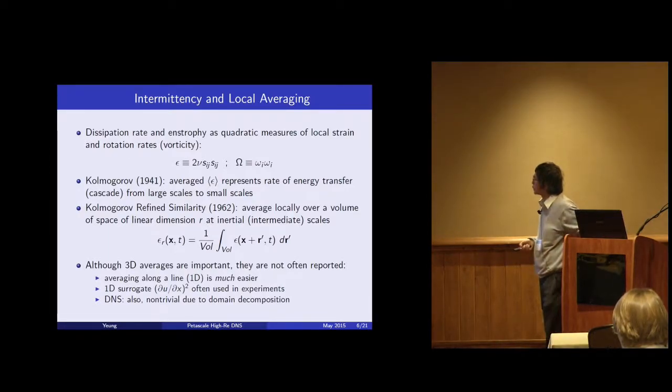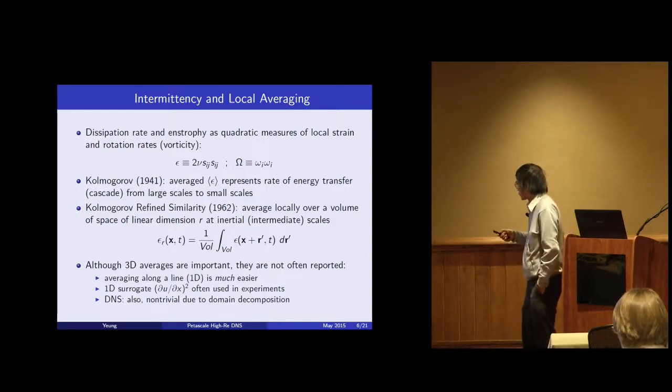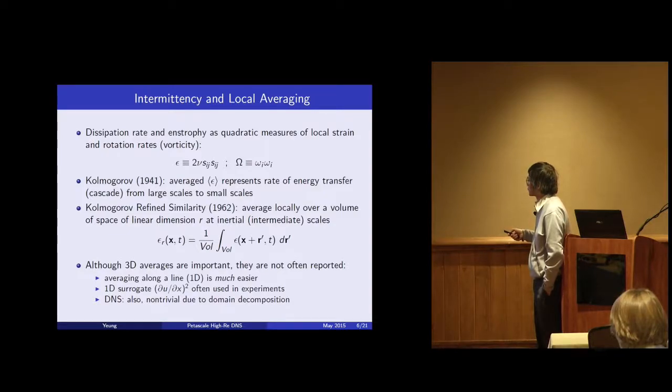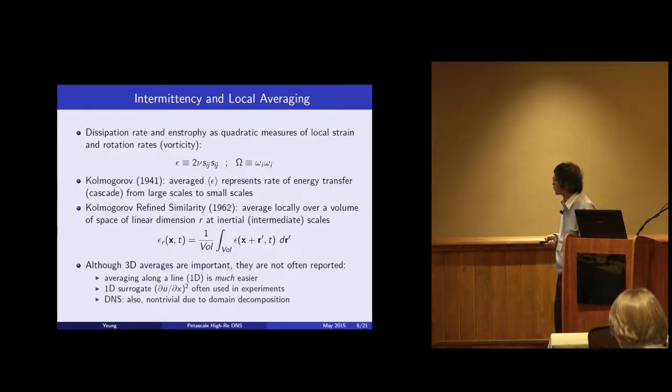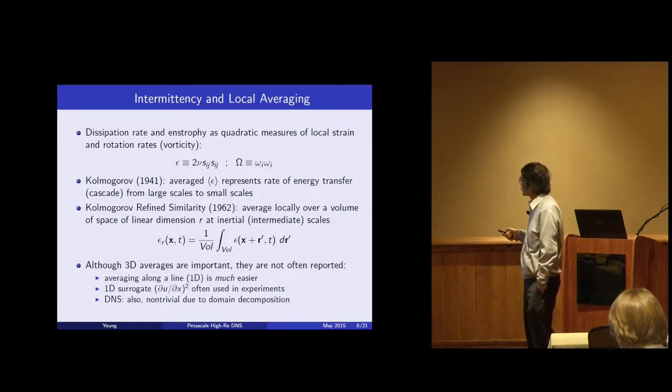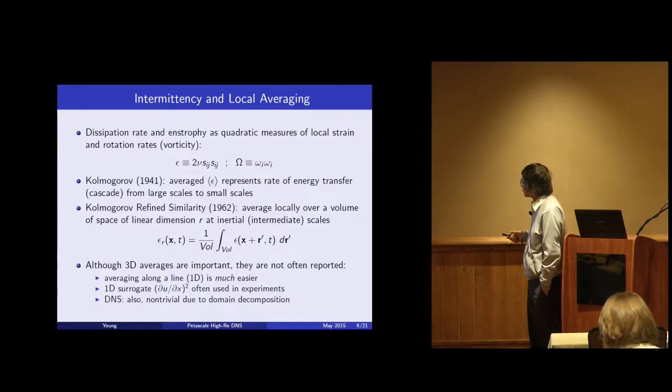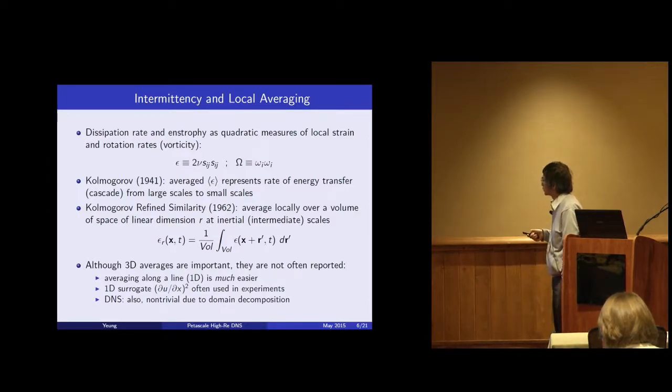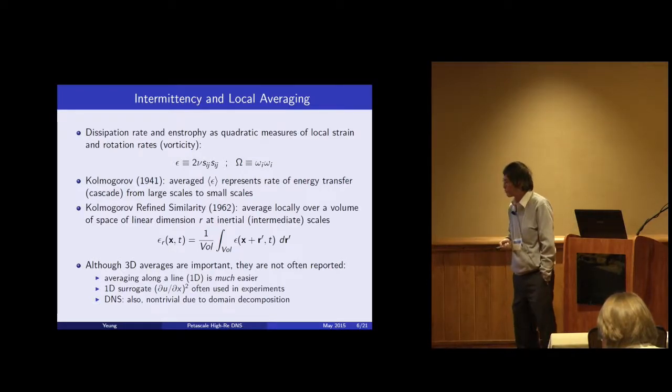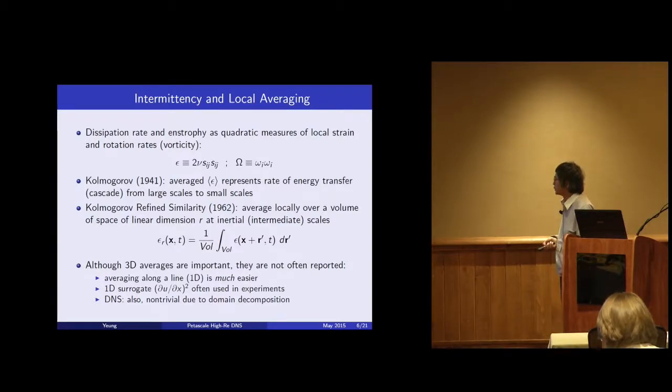Just to be clear, what do you mean by the dissipation rate? Twice the kinematic viscosity of the fluid times S_ij squared, where S_ij represents the strain rate, or the symmetric part of the velocity gradient tensor. And enstrophy is a measure of the antisymmetric part. And Kolmogorov 1941 suggests that the dissipation rate would represent the rate of energy transfer from the large scales to the small scales, and therefore it would be a determining parameter for the behavior that we see at the intermediate scales.